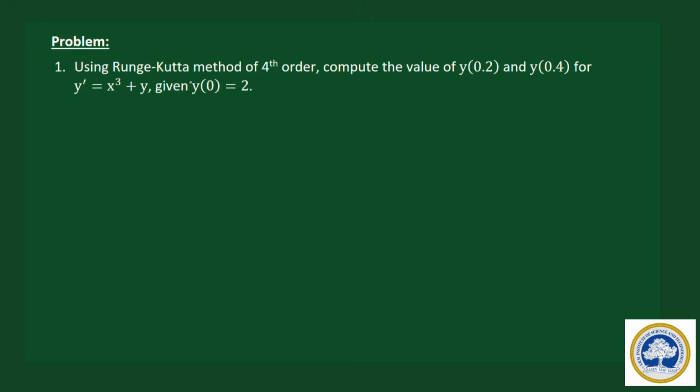Now the question is: using the Runge-Kutta method of fourth order, compute the value of y of 0.2 and y of 0.4 for y dash is equal to x cube plus y, given y of 0 is equal to 2. Under the solution part, first let us consider the given values. The given value of x naught is 0, and y naught is equal to 2. Now we have to calculate the value of y at x is equal to 0.2. Similarly, we have to calculate the value of y at x is equal to 0.4. So these two are the values we have to calculate.